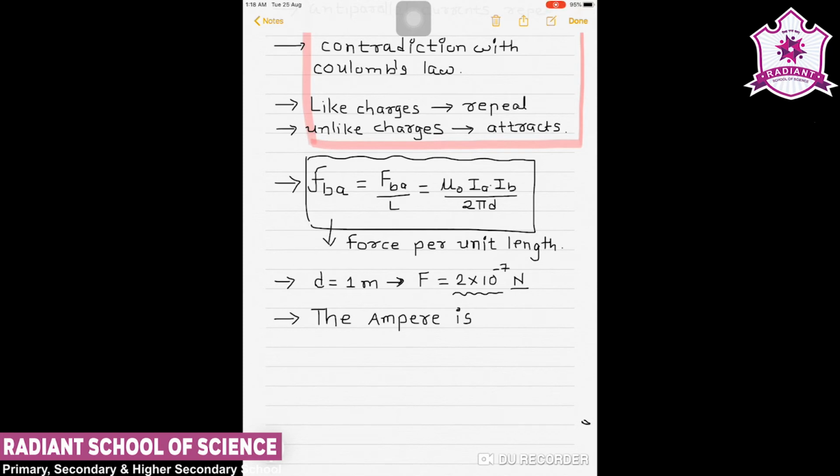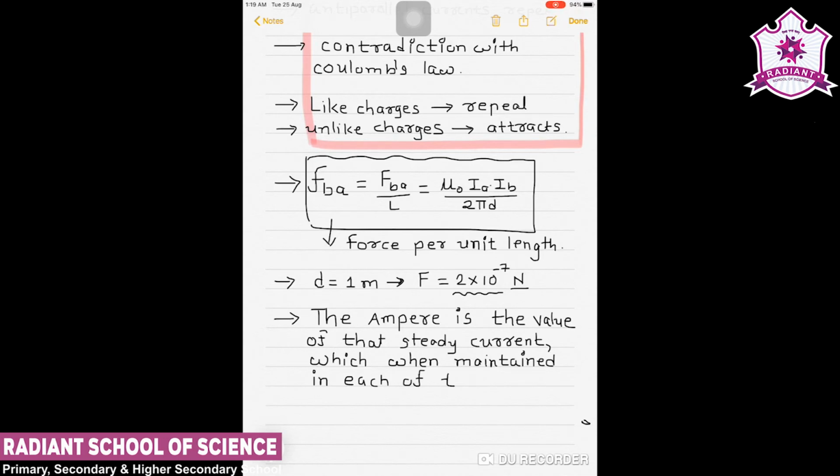the value of that steady current which, which current is this talking about, that means which when maintained in each of the two.